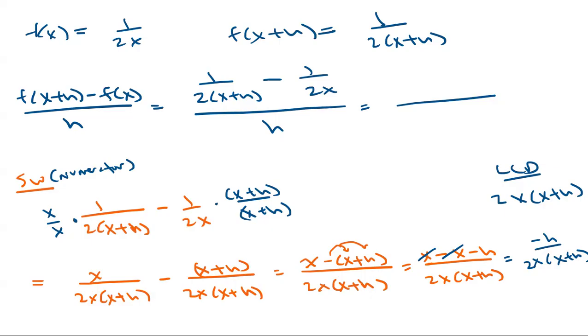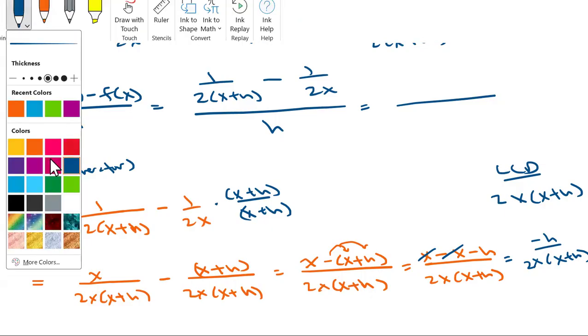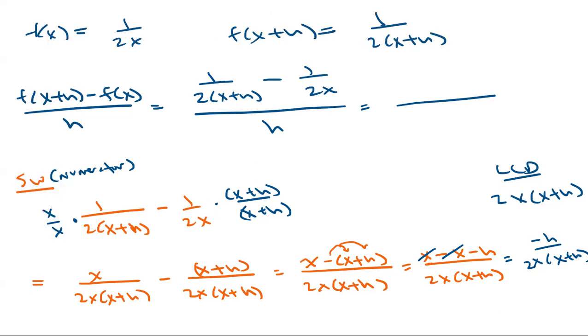So now we need to plug this information into the top. Okay, so that's going to give us, we'll use a different color here, -h over 2x times (x plus h), divided by h.